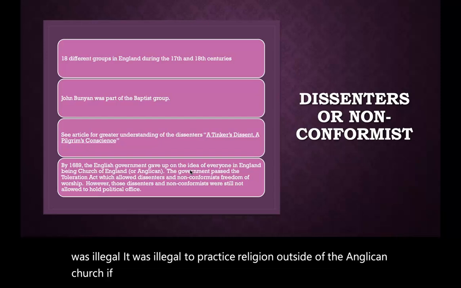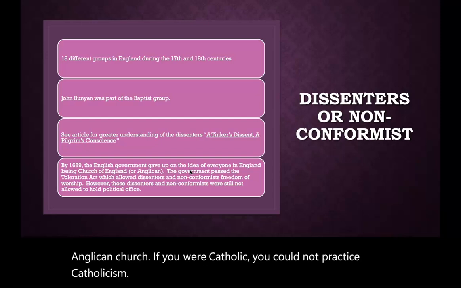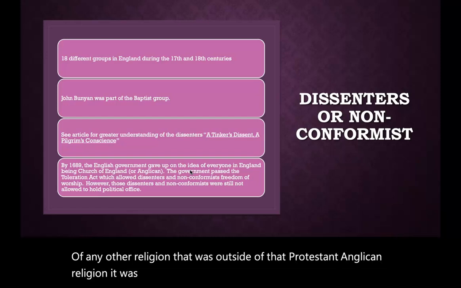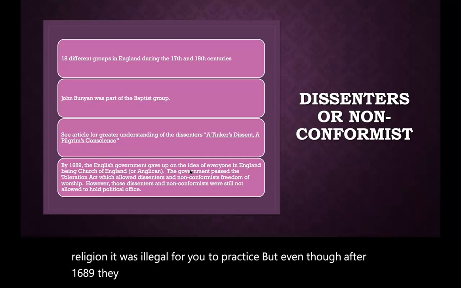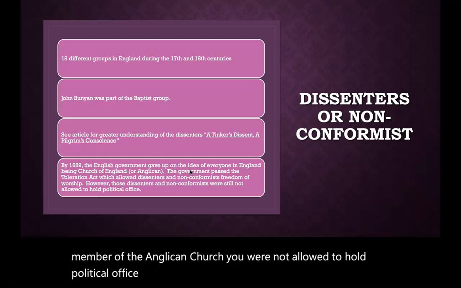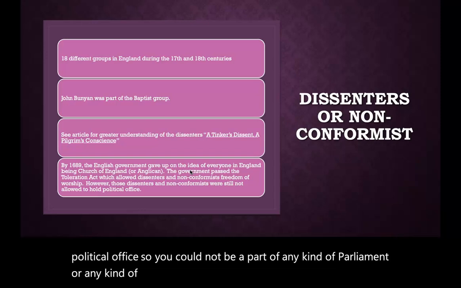If you were Catholic, you could not practice Catholicism. If you were of any other religion that was outside of that Protestant Anglican religion, it was illegal for you to practice. But even though after 1689 they were allowed to practice their religion, if you were not a member of the Anglican Church, you were not allowed to hold political office. So you could not be a part of any kind of parliament or any kind of governing body if you were not Anglican.